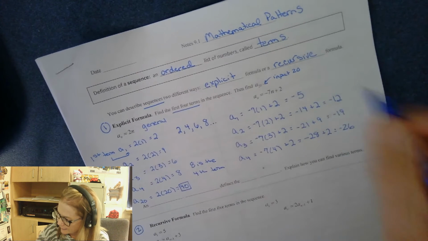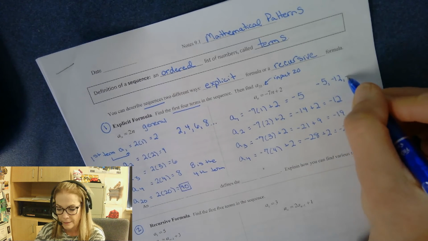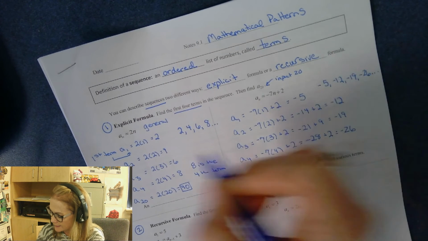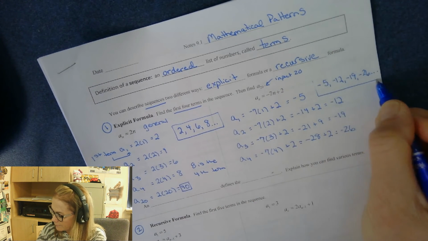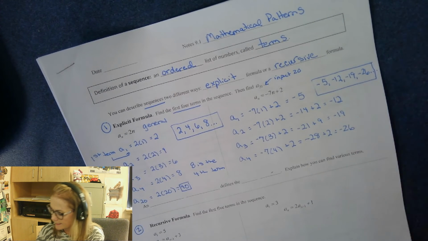Okay, so if you were to have to list these out, you would say -5, -12, -19, -26. And if you were to continue, you say dot, dot, dot. If you ask for just the first four, you would just list the first four. But that is a sequence, and that's an explicit sequence.